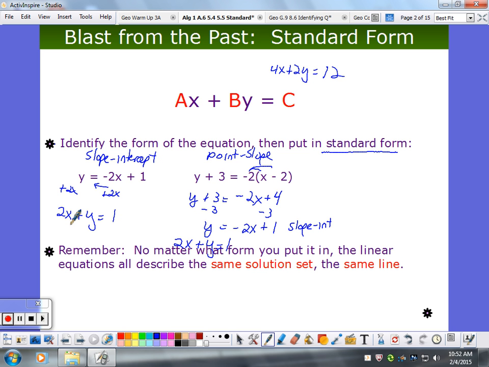If you graph it as 2x plus y equals 1, maybe you make a little table and then you do it, you're going to get a line, the same line you get if you graph this, the same line you get if you graph this. Okay, they're all the same thing, even though they look different.